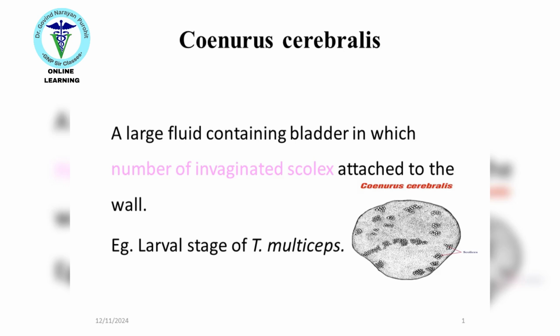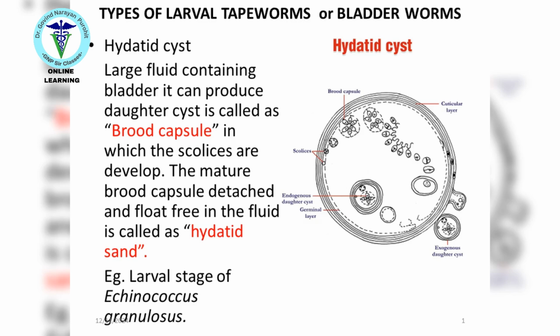Coenurus cerebralis is a large bladder containing multiple invaginated scolices. It is the larval stage of T. multiceps. Hydatid cysts are large bladders containing brood capsules, where scolices develop. These cysts can float freely in the fluid and are the larval stage of Echinococcus granulosus.